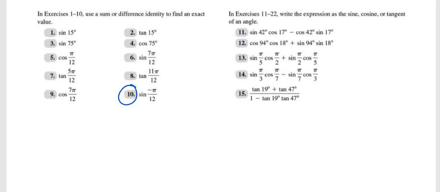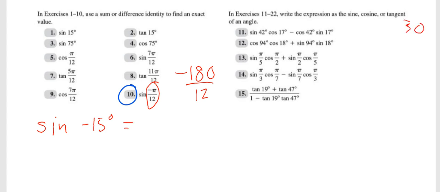Okay, negative pi over 12. What did I tell you to do with that? Change it into degrees, right? So what is that really? Sine of negative 15 degrees. Now you're only allowed to have 30 degrees, 45 degrees, 60 degrees, 90 degrees. What do you want to pick? And are you going to do subtraction or addition? Subtraction, okay, so 45 and 30. I'm going to say that we probably want to do it this way.